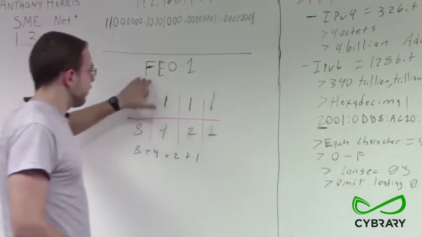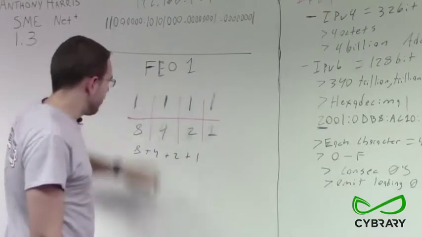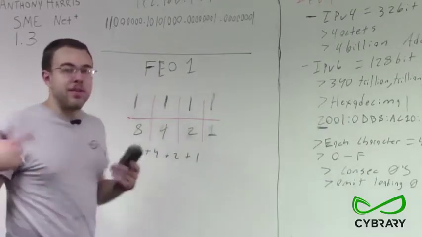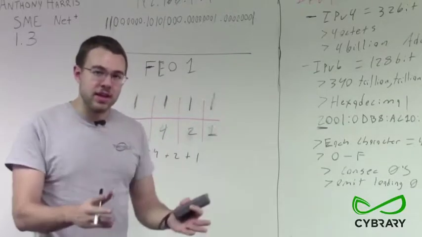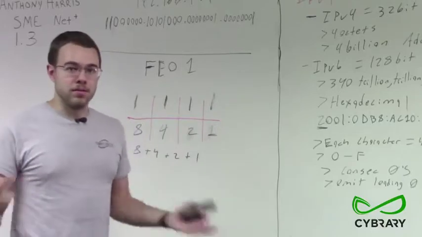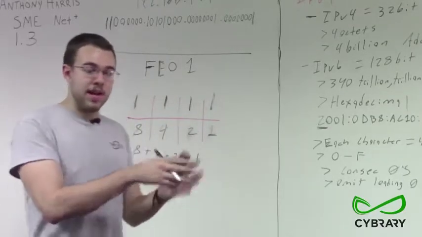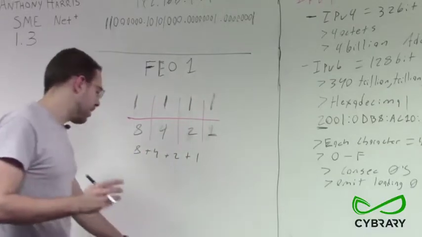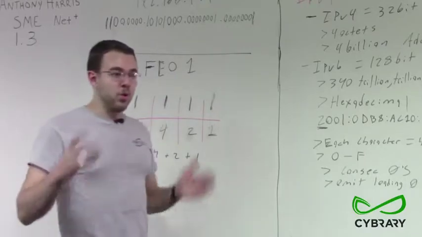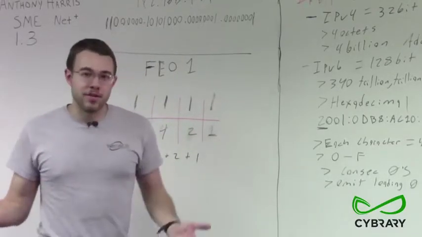We can't put 15 in our hexadecimal format because that may cause confusion. Is this a 1 and a 5, or is this a 15? If the number before it is a 1, is it an 11, is it a 15, or is it a 1, 1, 5? So we have to limit ourselves to 0 through 9 for our numbers. But luckily, we also have letters.